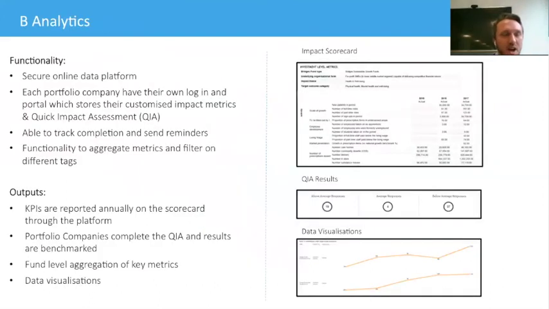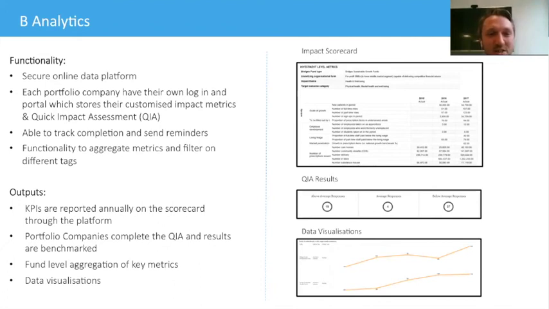So the tool itself, B-Analytics, is a secure online data platform. Each of our portfolio companies has their own login through which they can access their own customized impact metrics that we've agreed pre-investment, and also where they can complete the B Lab's B Impact Assessment and the QIA. So all of that information is stored within the system. From our login, from our portal, we're able to track the completion of the customized scorecards and the QIA, and also send reminders, which has been useful to me, rather than chasing people via email this year.